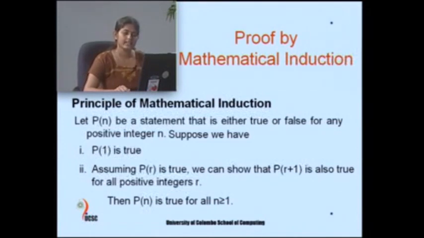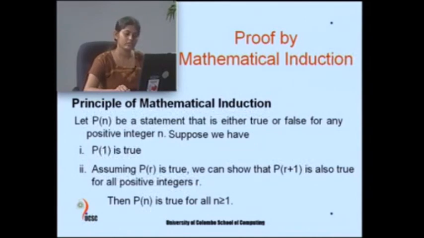There is another method, it is proof by mathematical induction. Principle of mathematical induction: let p of n be a statement that is either true or false for any positive integer n. Suppose we have p(1) is true, that is when we substitute the first value, it should be true. And we assume p(r) is true. If we can show that p(r plus 1) is also true for all positive integers r, then p(n) is true for all n greater than or equal to 1.